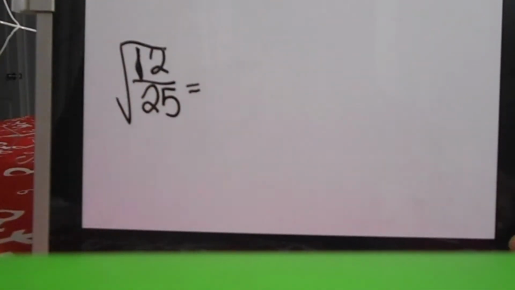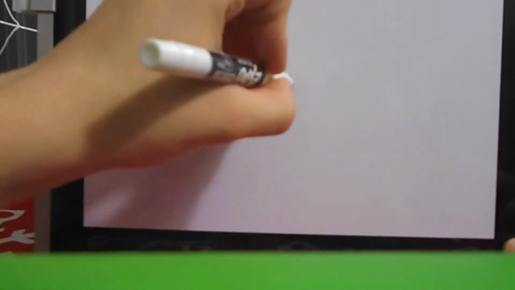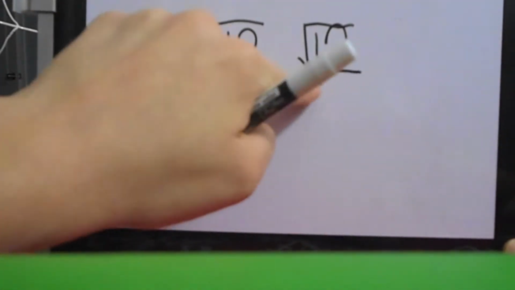The square root of 12 over 25. This becomes radical 12 over radical 25. Radical 25 can be simplified to 5. Radical 12 over 5. Are we finished?